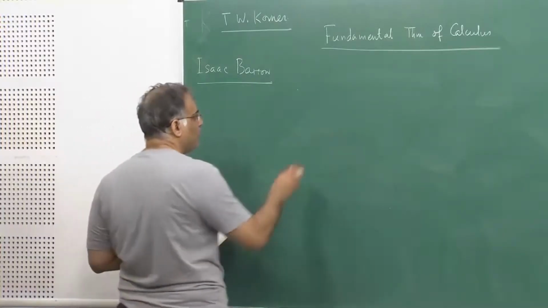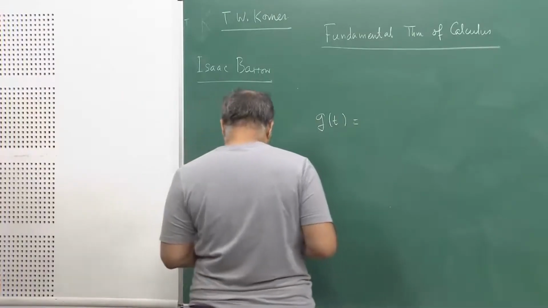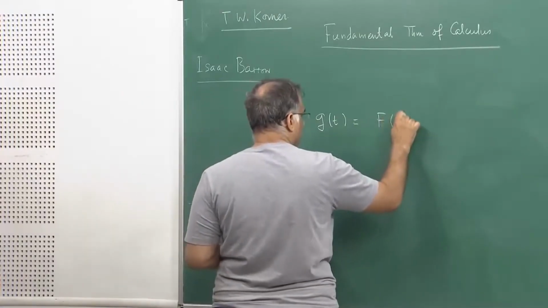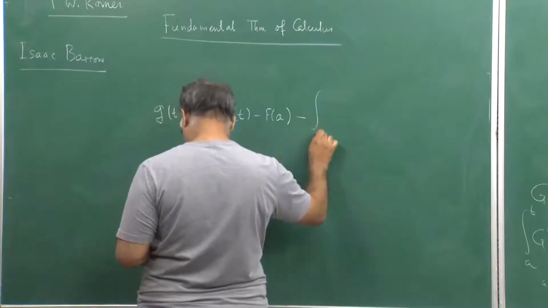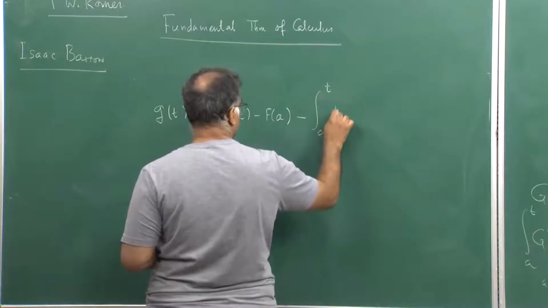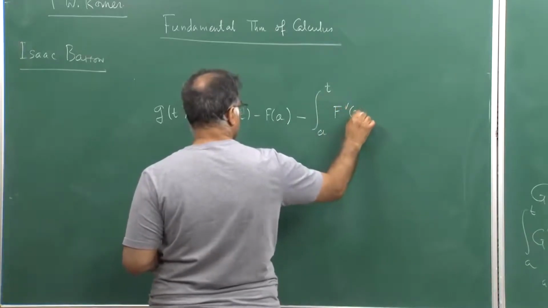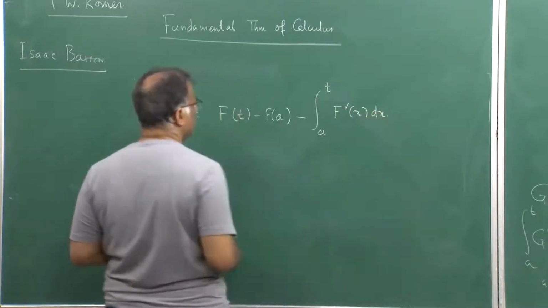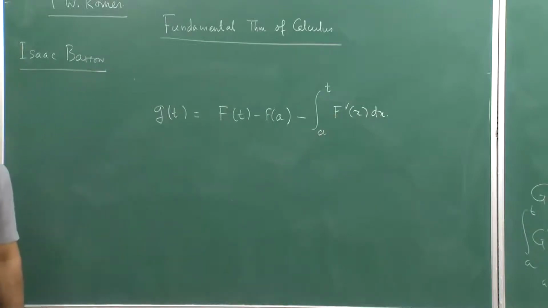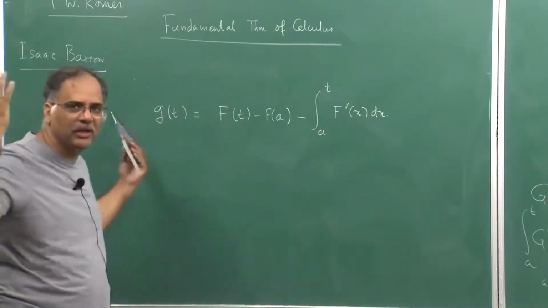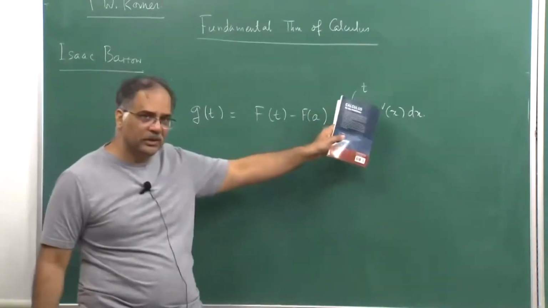So let me construct a function, small gt, which is ft minus fa minus the integral from a to t of f dash x dx. If I can integrate this function, it will give me something for every t. It could be some capital phi t, I do not know. Do not immediately think that this is ft.